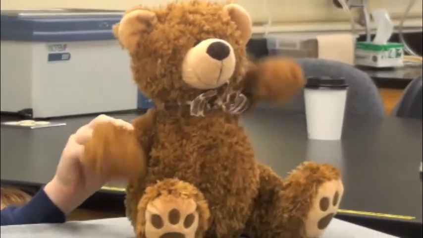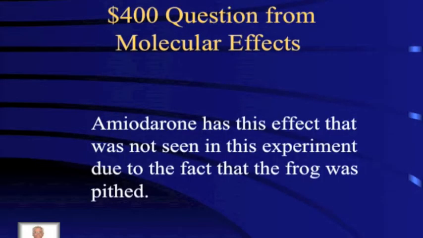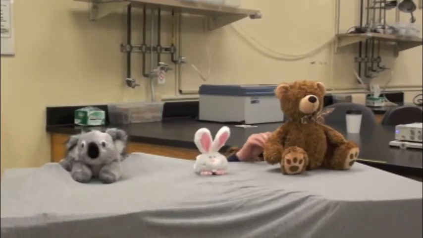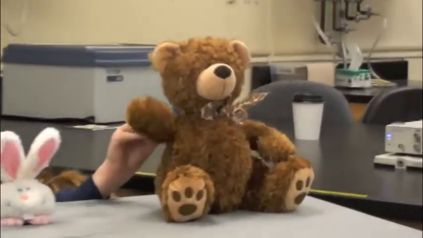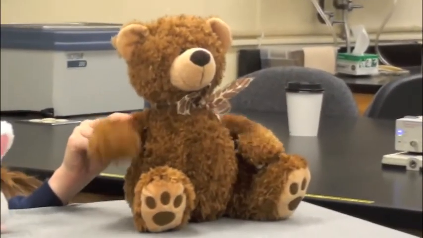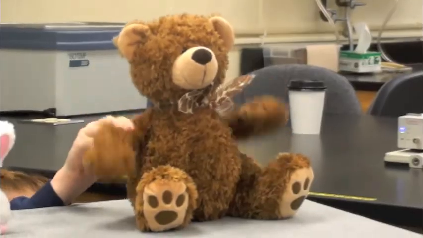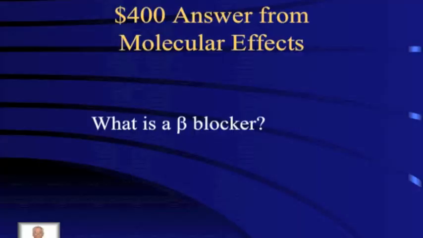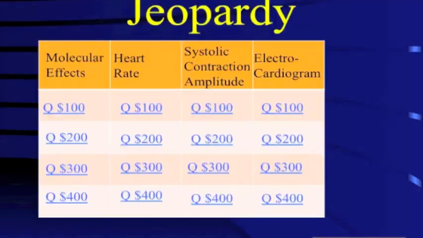Molecular effects for 400. Amiodarone has this effect that was not seen in the experiment due to the fact that the frog was pithed. Benny, what are beta blockers? Correct. Benny, your last question.